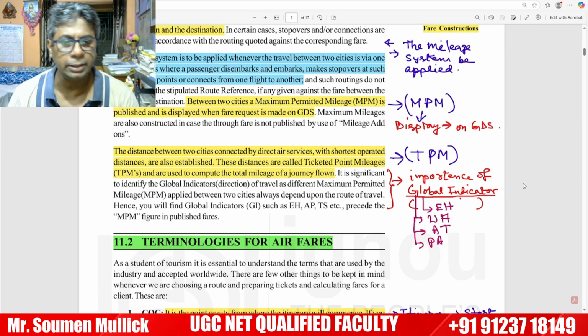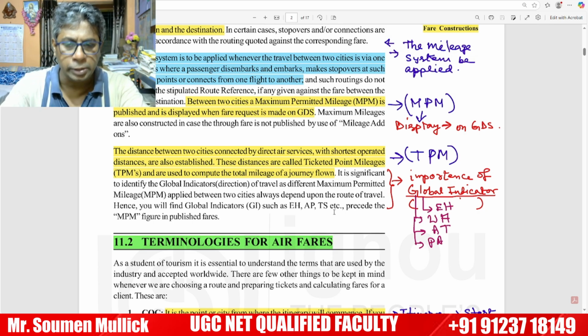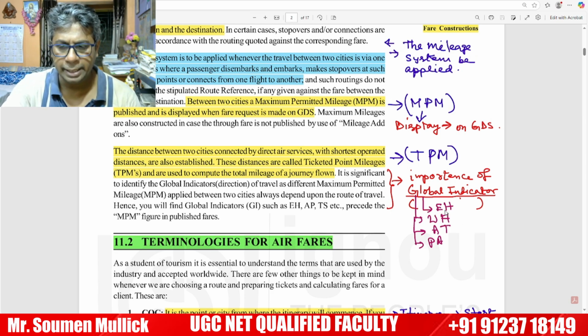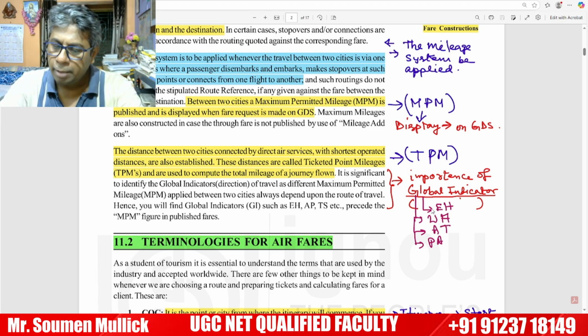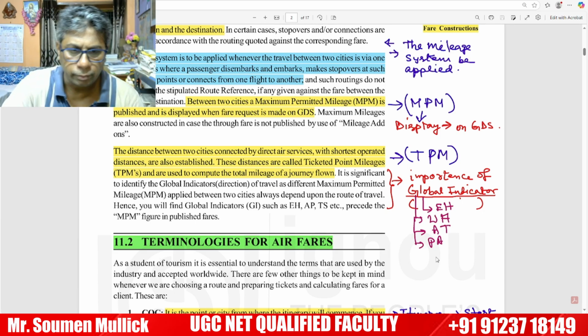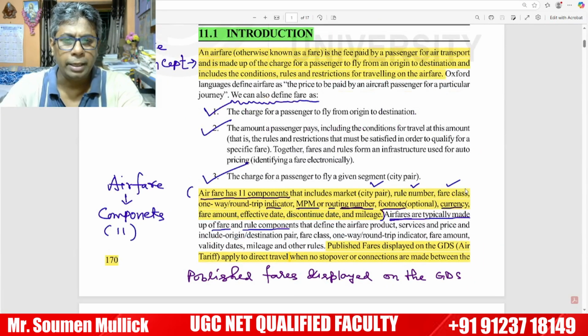It is significant to identify the global indicator on travel, as a different maximum permitted mileage applies between two cities, always depending upon the route of travel. The global indicators such as WH, Western Hemisphere, EH, Eastern Hemisphere, AT means Atlantic, PA means Pacific. So this global indicator is also an important consideration depending upon the route of travel. So these are the important points under the section of airfare.